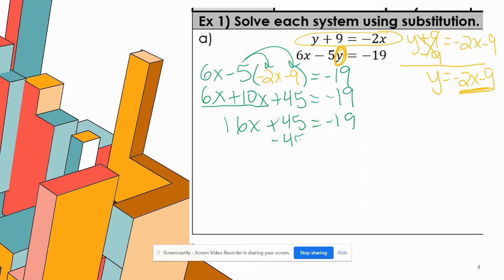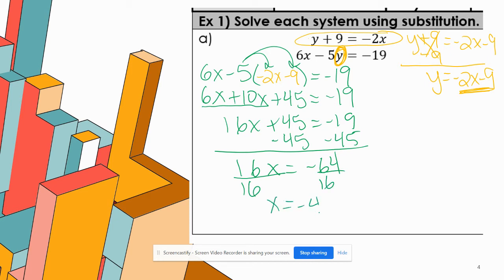I'm going to subtract the 45 to the other side. We have 16x is equal to negative 64. Divide by 16 on both sides, and x is negative 4.